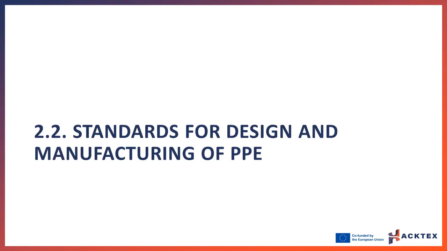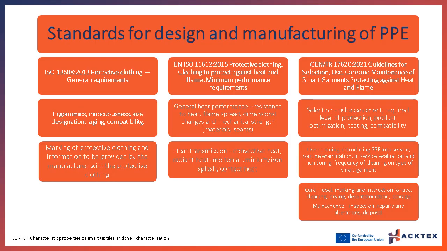Standards for Design and Manufacturing of PPE. The field of PPE is heavily regulated. There are standards with general requirements for the design of PPE, standards for protection against heat and flame, and standards for PPE with integrated smart textiles. ISO 13688 specifies general performance requirements for protective clothing. ISO 11612 discusses minimum requirements for clothing to protect against heat and flame.